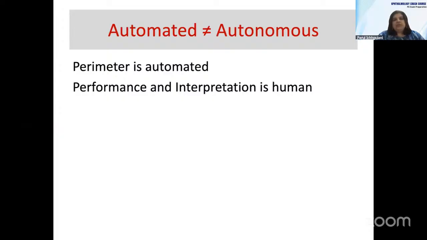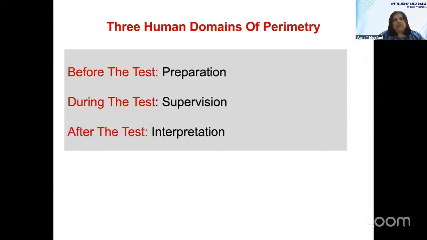So one thing to remember is that although we are talking about standard automated perimetry, it's not an autonomous thing. The perimeter is automated, but the performance and the interpretation both are entirely human. So at all time points, we have to keep several factors, as has been highlighted by the previous speakers, in mind before we just label a field as a glaucomatous field or as a progressive field. We have to remember that each time we have to correlate several things.